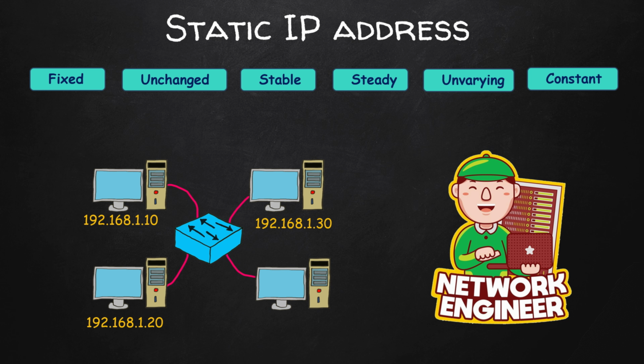Then the last and final PC, that is 192.168.1.40. So in this way, he needs to go to each device in this network and assign a static IP address manually, so that the PC can get an IP address and it can communicate with the other devices without any problem. This is the concept of static IP addresses.